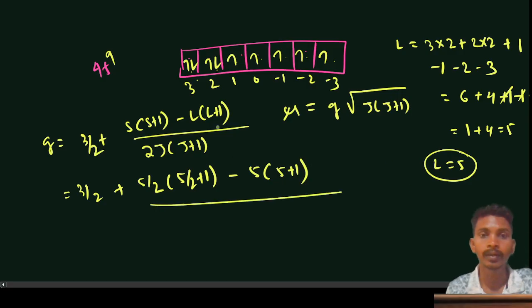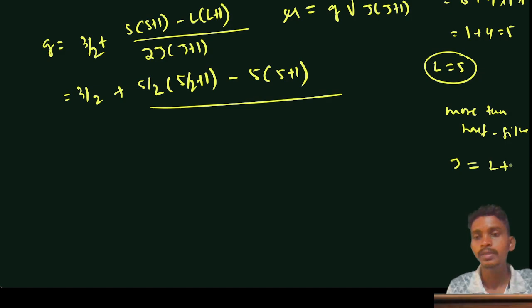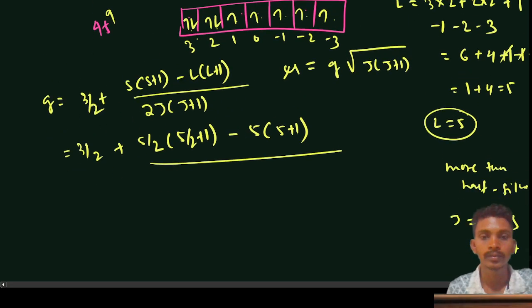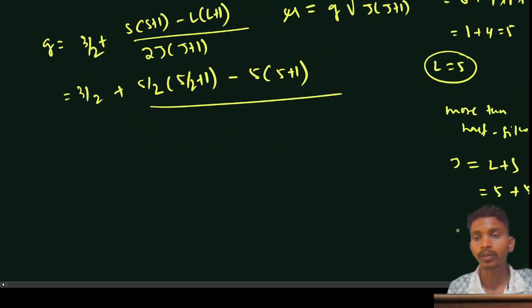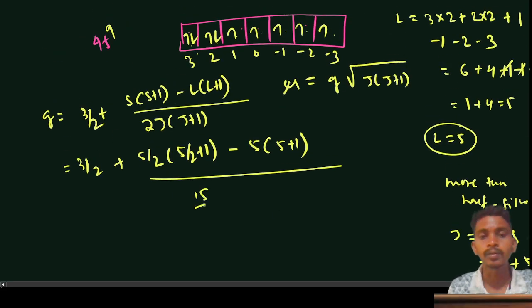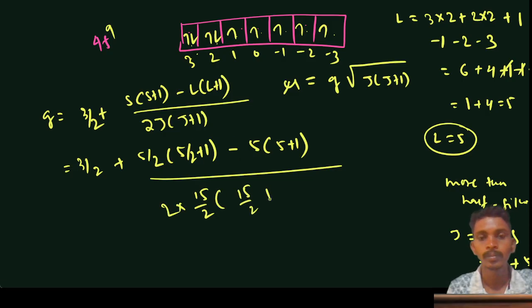and the J value here: this is more than half filled. So if it is more than half filled, then J is L plus S. So here L is 5 plus S is 5 upon 2. This is going to be 10 upon 2 plus 5 upon 2, that is 15 upon 2. This is 15 upon 2 into 2, this is 15 upon 2 plus 1.